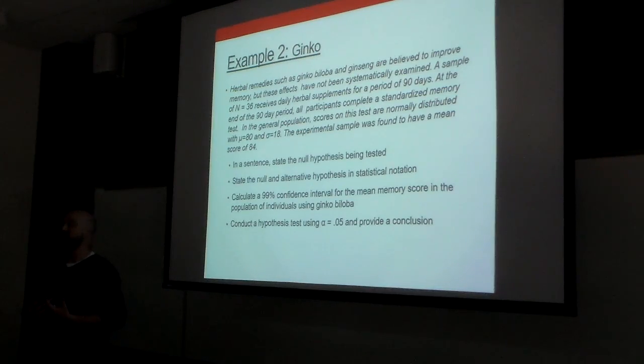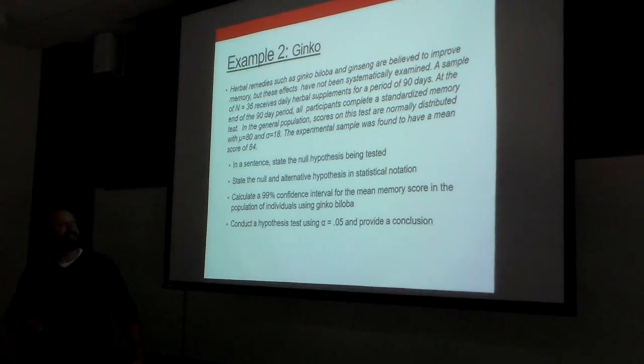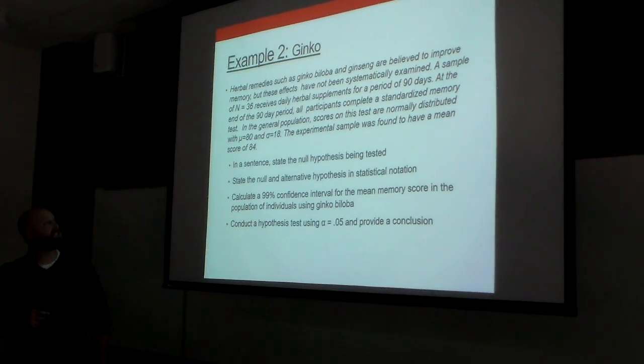And so wanting to work this in, it can kind of be a mouthful, and it's a complicated task, but I want you to do it because I want you to be thinking about population stuff as opposed to sample stuff. And so what you might say is that the average memory score for the population of individuals taking herbal supplements is equal to 80.